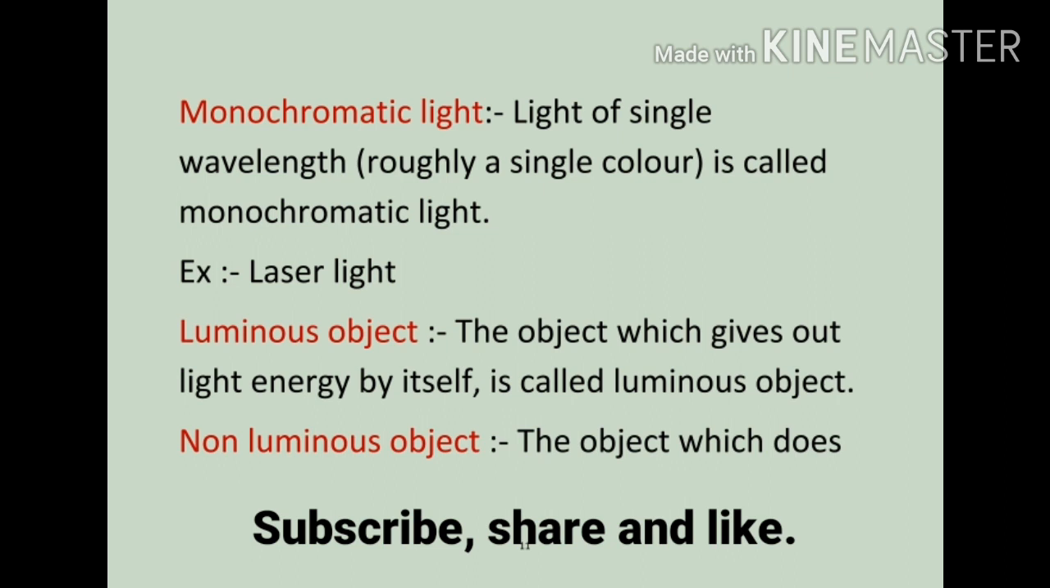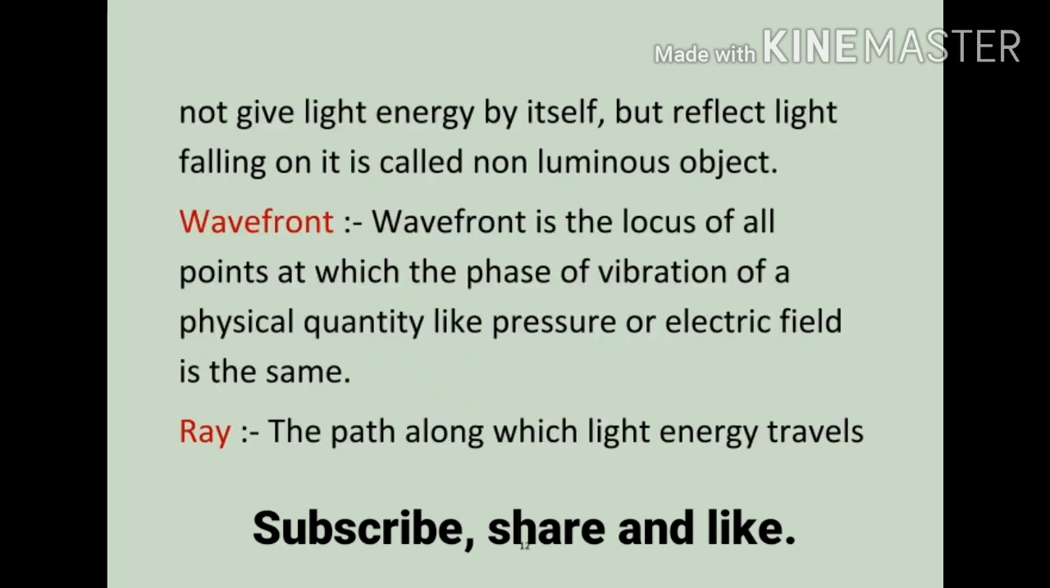The object which gives out light energy by itself is called a luminous object. Next is a non-luminous object. The object which does not give out light energy by itself but reflects light falling on it is called a non-luminous object. Next is a wavefront. A wavefront is the locus of all points at which the phase of vibration of a physical quantity like pressure or electric field is the same.